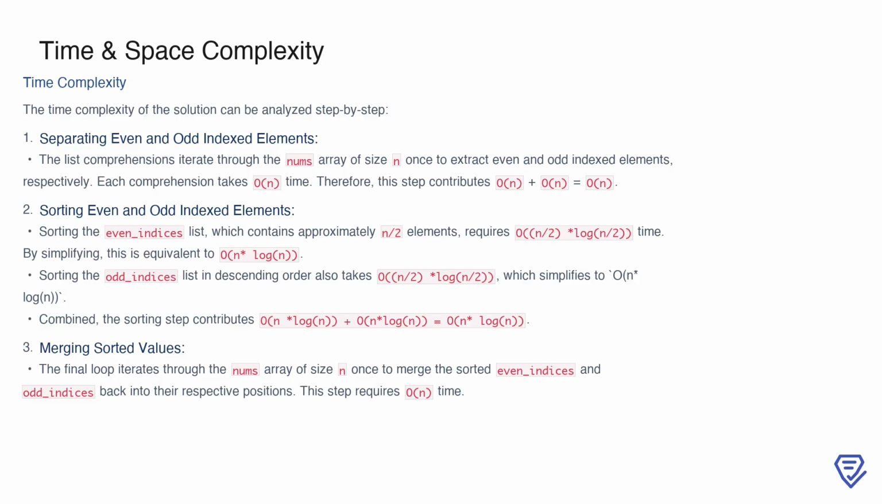Finally, we merge the sorted even and odd indexed elements back into their original positions. This requires a single iteration through the array, taking n time. Together, these steps result in a structured breakdown of the time complexity.